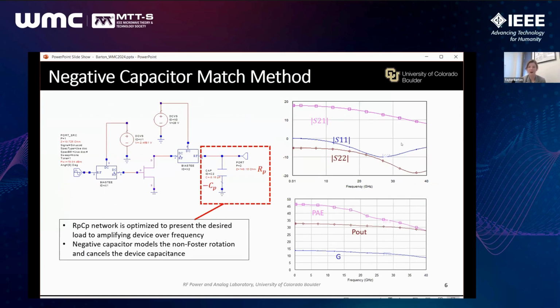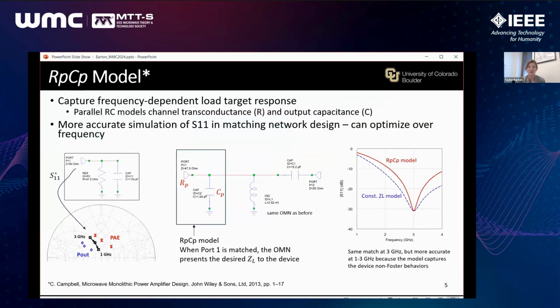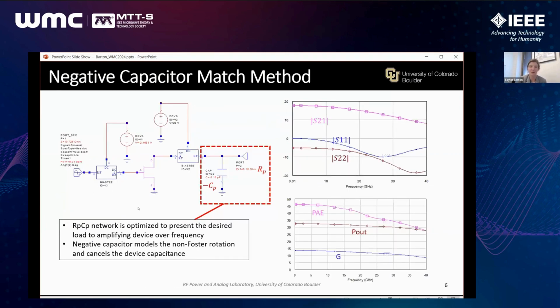How do we actually model this is also an important topic, right? So, okay, I have an RPCP model. How do I come up with this? There's a lot of different ways to do it. To be honest, you can, in some sense, just visualize the result based on load pull.